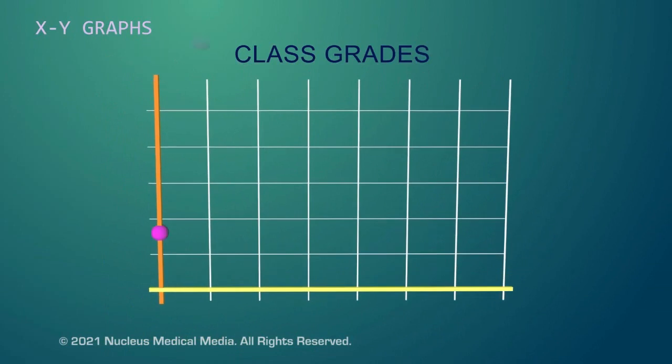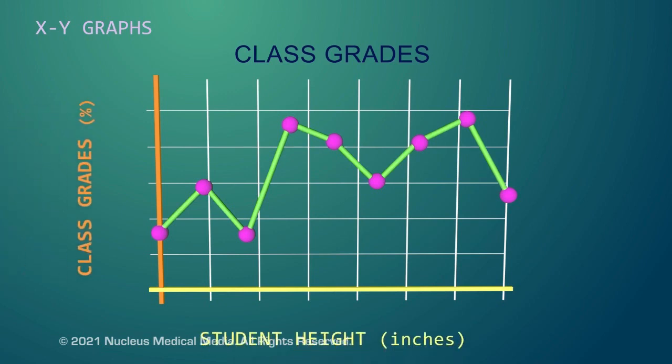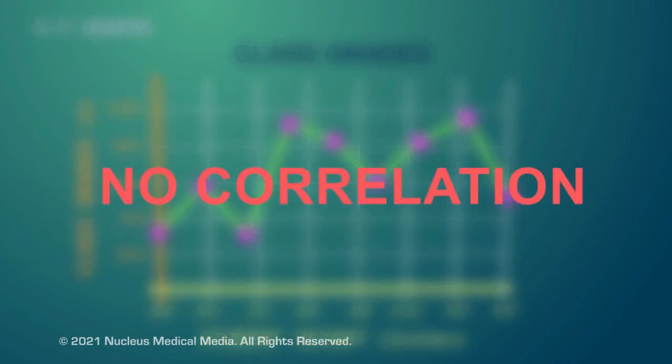In some cases, the variables might follow a random pattern and have no relationship. As an example, this graph plots student height with class grades. As you can see, these variables demonstrate no correlation.